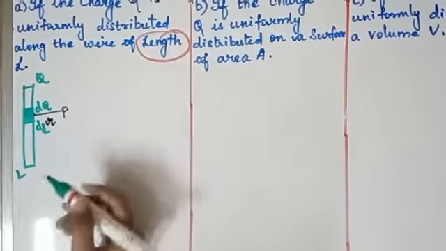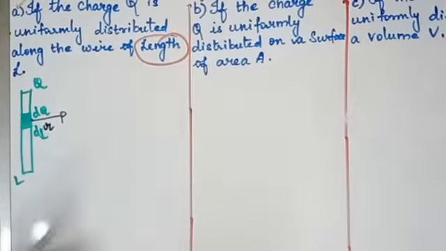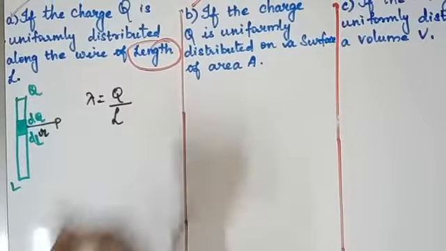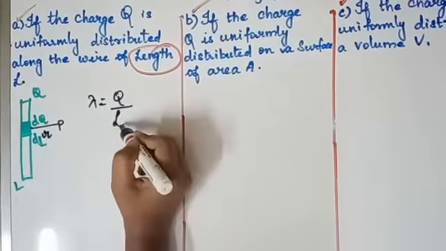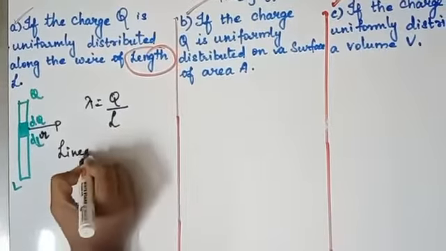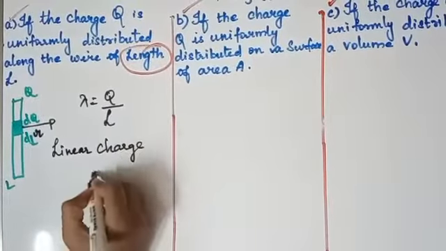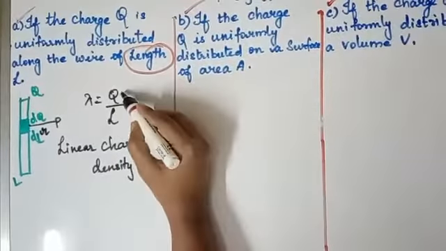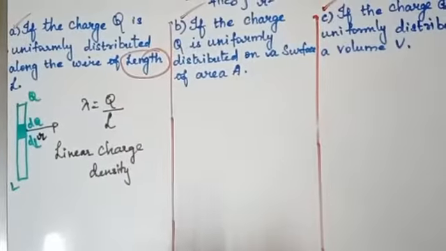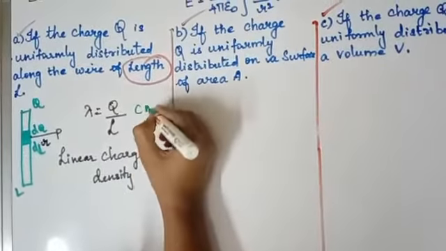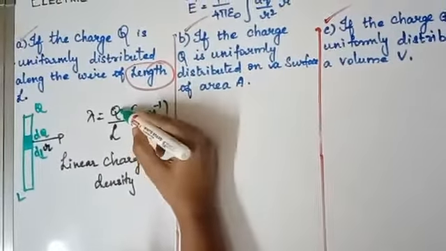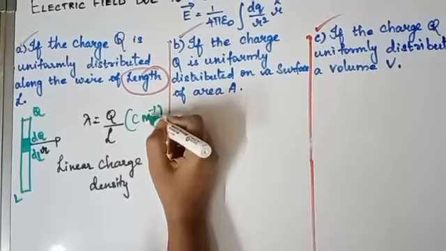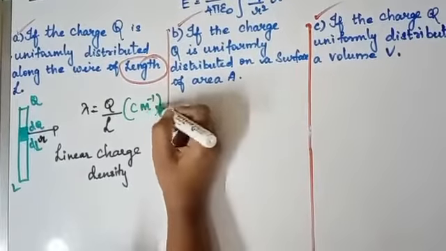So for the given wire, the linear charge density, lambda, is equal to Q by L. Lambda is equal to Q by L is the linear charge density, that is charge per unit length. The unit of linear charge density is coulomb per meter, as the unit of charge is coulomb and the unit of length is meter. So the meter goes to the denominator, that is coulomb per meter.